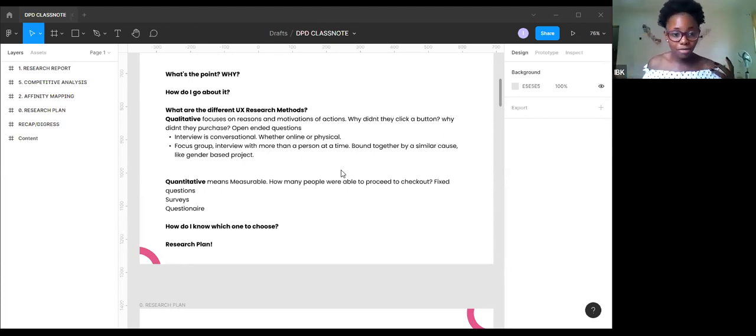So qualitative research is more open-ended. It's not one way. It is not straightforward. You have a script, and the script is to guide you, but as the interview goes on, you know that, okay, I need to ask more questions in this regard. Also, how do I know which one to choose? Well, it depends on your product. It depends on the problem you're trying to solve. It depends on the organization you're working for, actually, because research can really cost money. It can really cost money. So it depends on the solution you're trying to bring, the product you're trying to build, and the organization that you're working for.